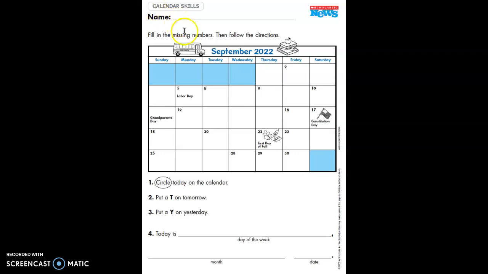Boys and girls, please write your first name, last name, and date on this top line. You're going to fill out a September 2022 calendar. You're going to fill in the missing numbers. Then follow the directions below.